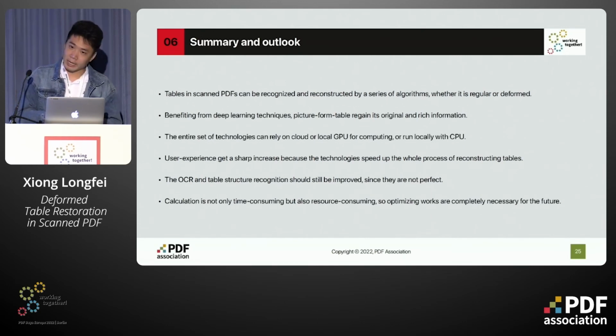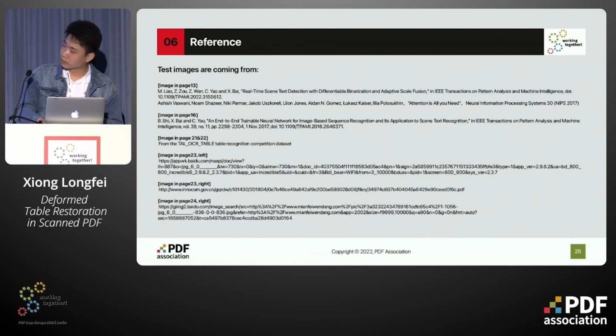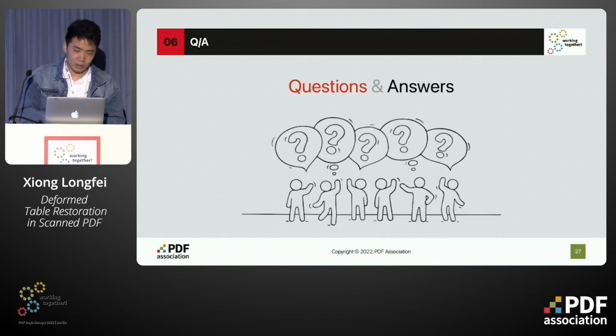However, the OCR and the table structure recognition should still be improved, since they are not perfect. Calculation is not only time-consuming, but also resource-consuming. So optimizing work is completely necessary for the future. That is the end of the presentation, and now is the question and answer section. All questions are welcome.